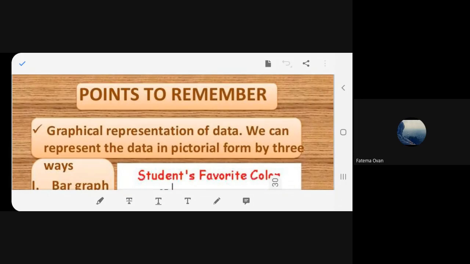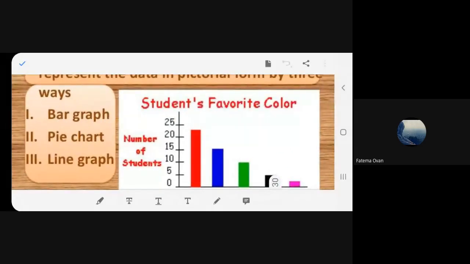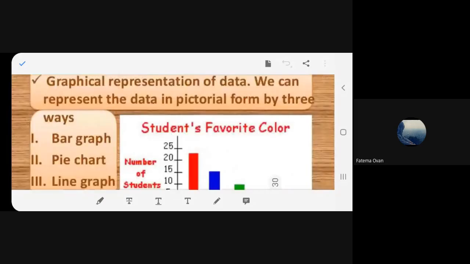Points to remember. Graphical representation of data. We can represent the data in pictorial form by three ways. Which are the ways? First, bar graph; second, pie chart; and third, line graph.